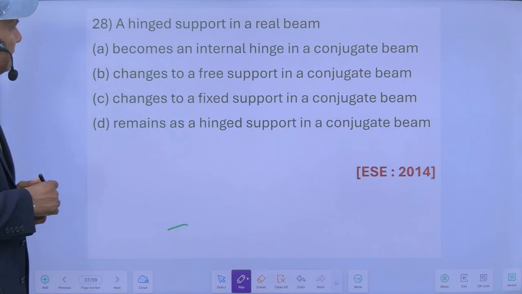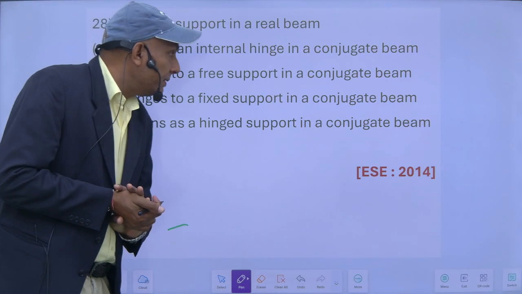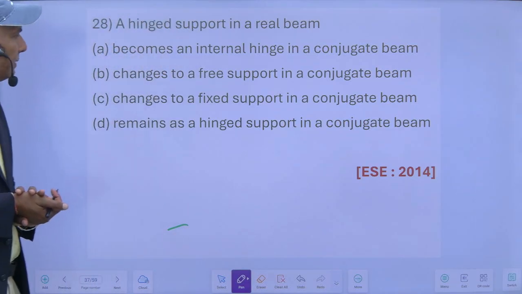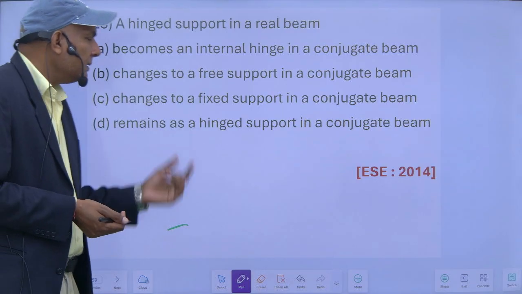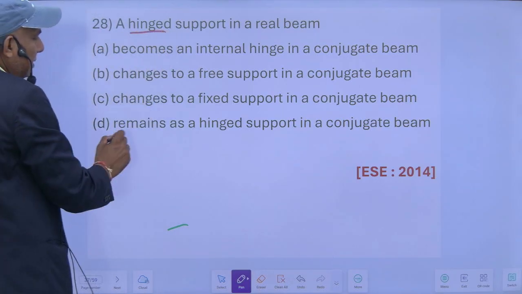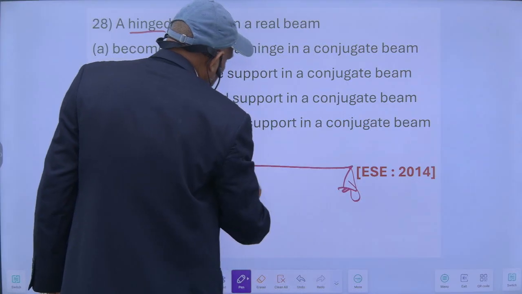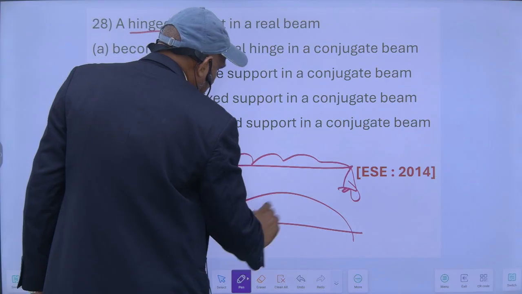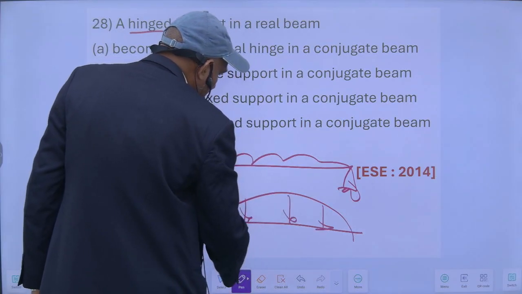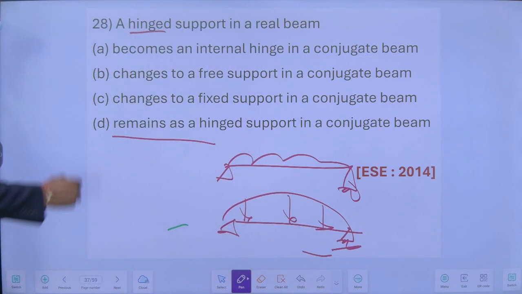A hinged end in a real beam becomes an internal hinge in a conjugate beam, changes to a free end in a conjugate beam, changes to a fixed end in a conjugate, remains hinged as a hinged end in a conjugate. So it will remain hinged. If this is like this, in a conjugate beam also this will be hinged. So a hinged end will remain hinged. This is the right answer.